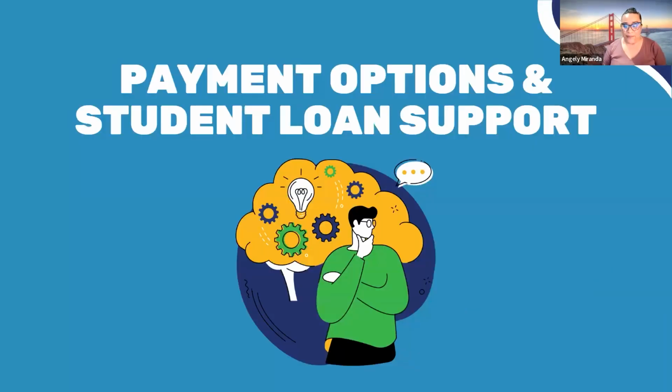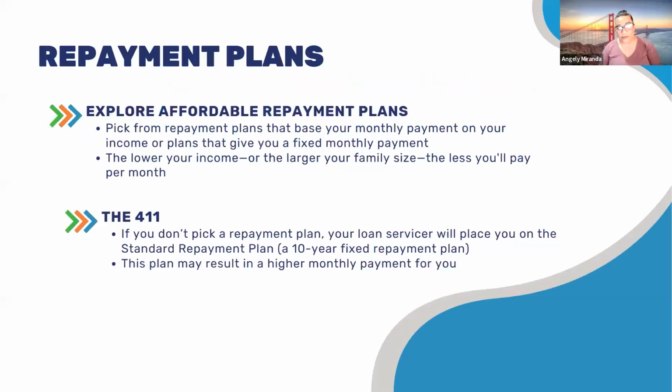All right, so now your payment options and student loan support. Over here, we're going to go over some repayment plans. You want to go ahead and explore affordable repayment plans. Here you can go into the FSA account or the Federal Student Aid website. You can pick from repayment plans that are based on your income, and any of the plans that give you a fixed monthly payment.